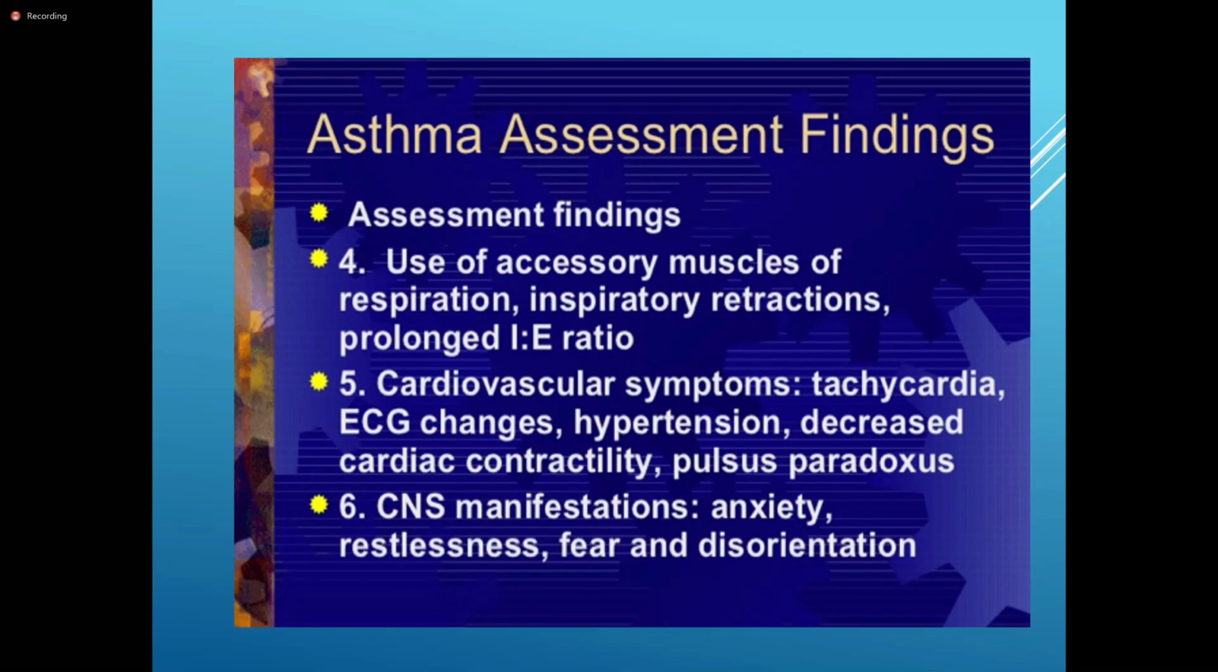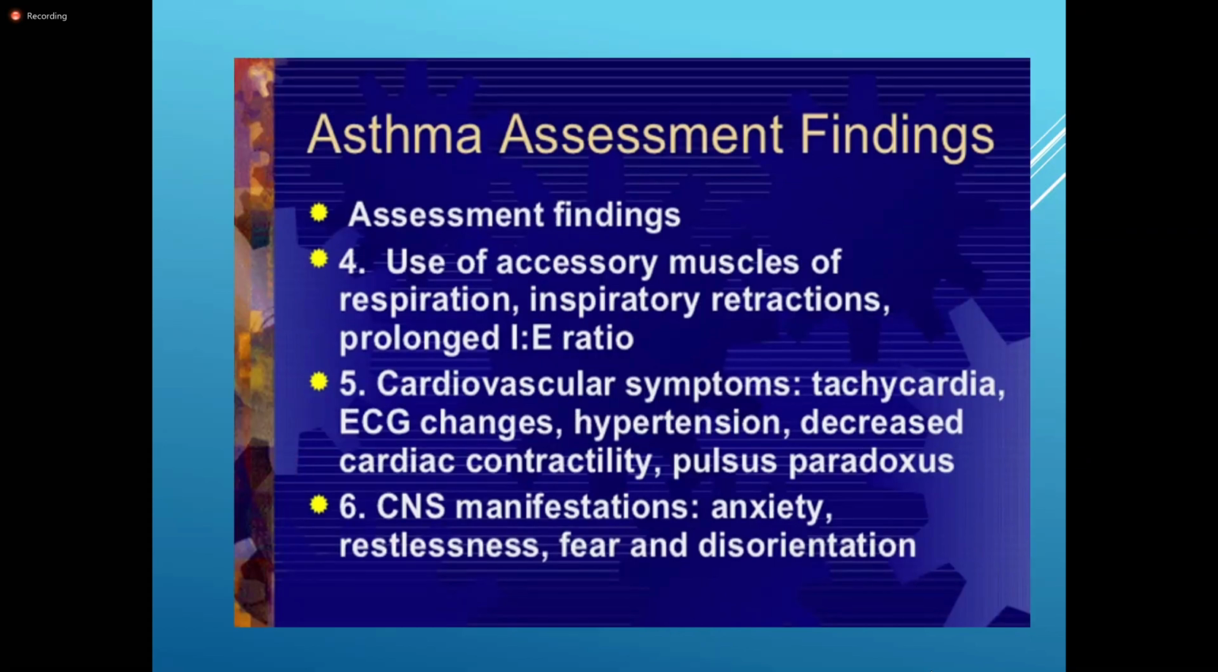Prolonged inspiratory to expiratory ratio. That's one key thing I've seen ATI ask us. Your patient becomes tachycardic. Your blood pressure may go up. They might be anxious. They might be restless. They might be disoriented if they have hypoxia and they start having signs of changing level of consciousness. So again, you're trying to correct it before they get to that point.